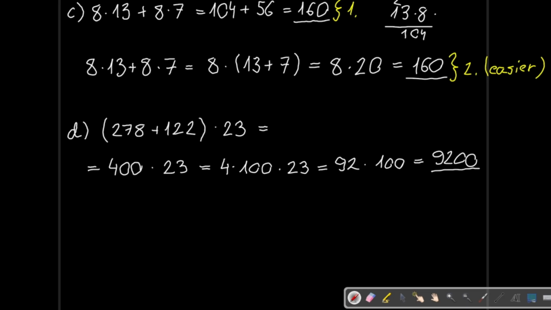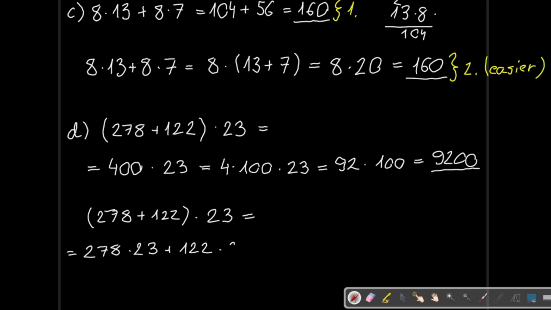But yeah, once again we can use the distributive property to solve this. So 278 times 23 plus 122 times 23. Now this already looks harder, doesn't it? We need to multiply these two expressions right here.